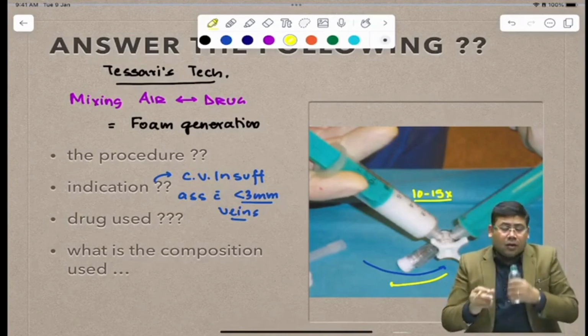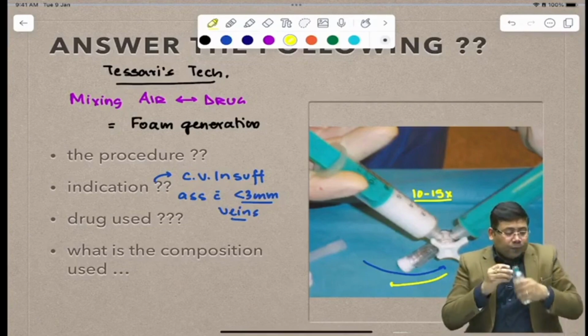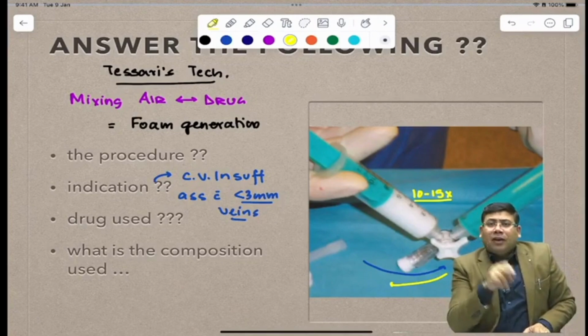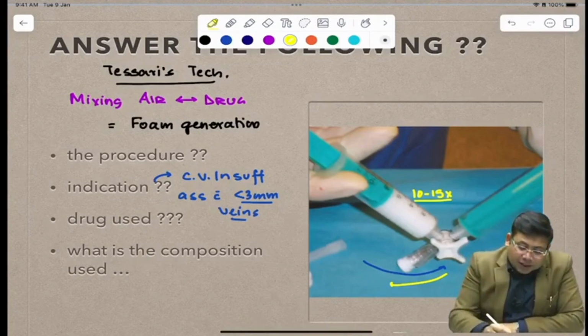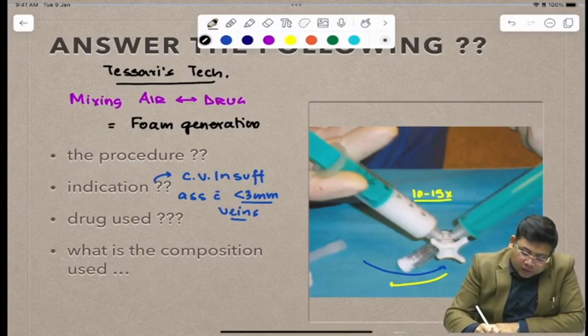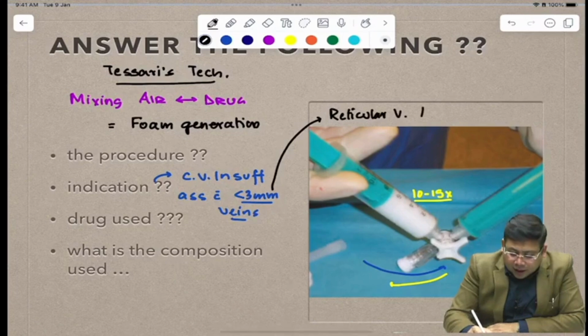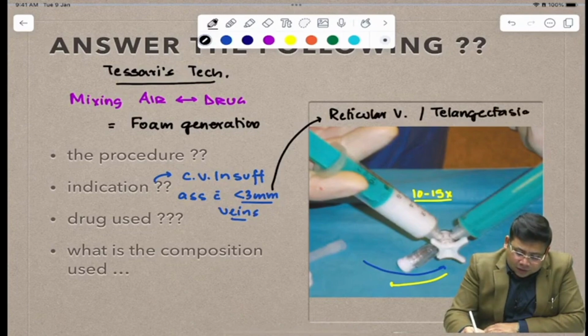Now this is very important. Many of us think that we are doing it for the varicose vein. Remember, less than 3 mm means it qualifies only for 2 category veins: reticular veins, and the other one is telangiectasias or spider veins. Otherwise it is not useful.